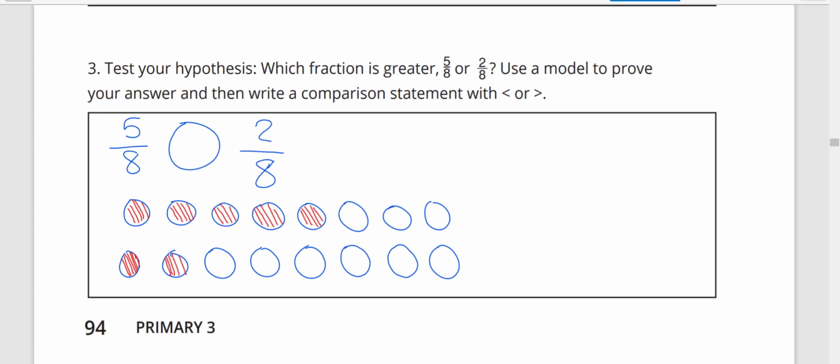Which is the greater fraction, 5/8 or 2/8? This 5/8 is more than 2/8.